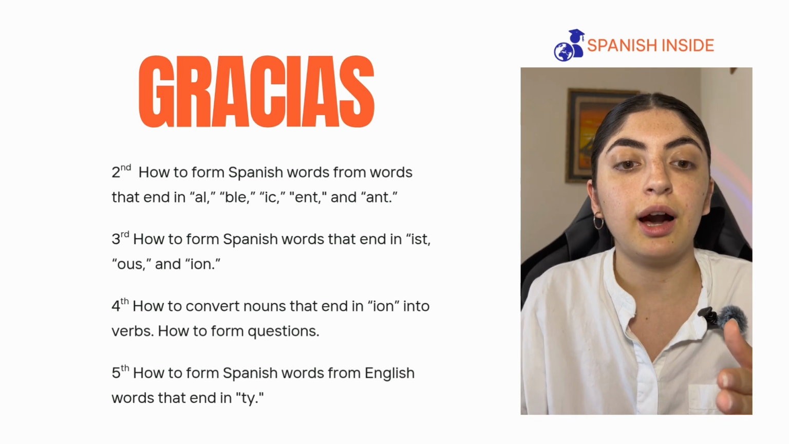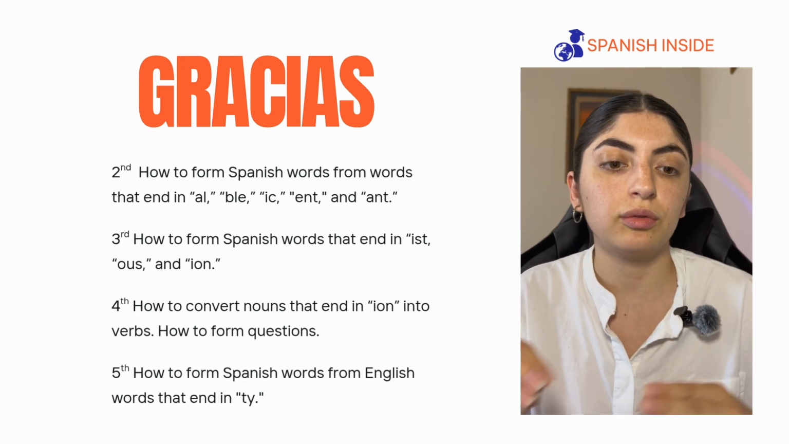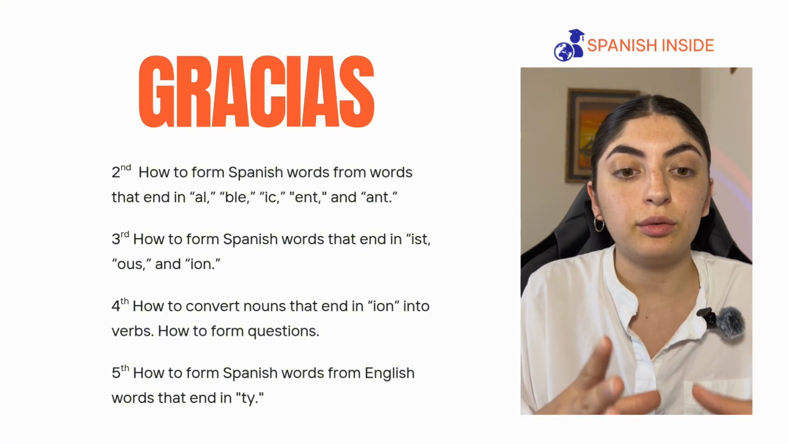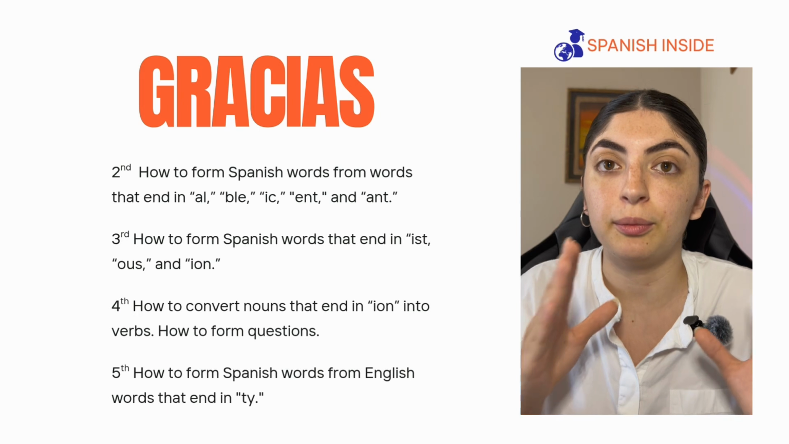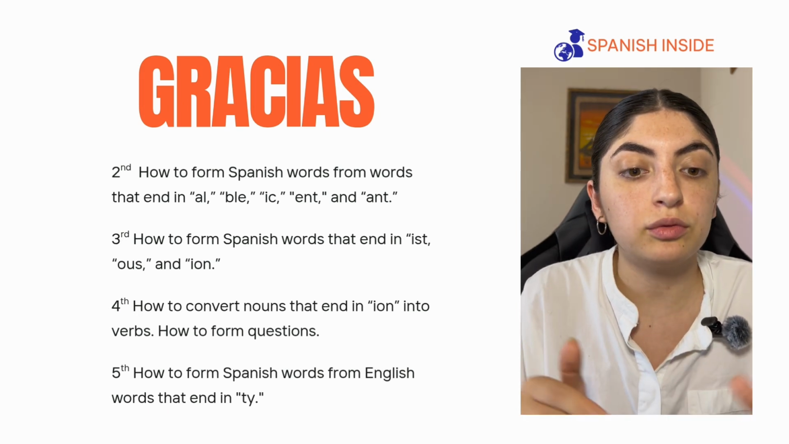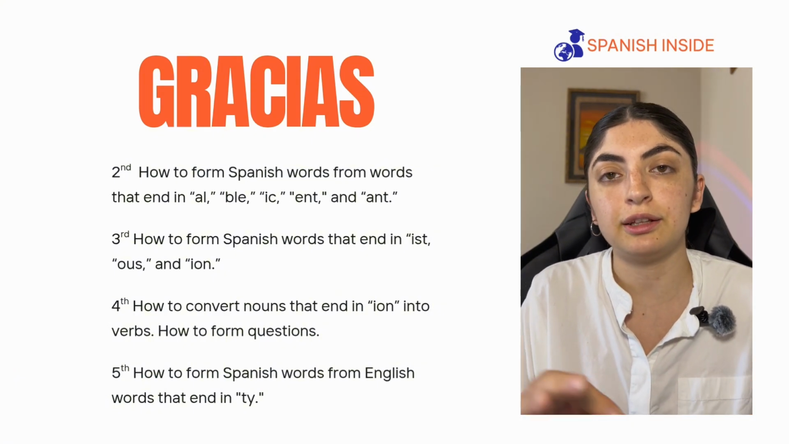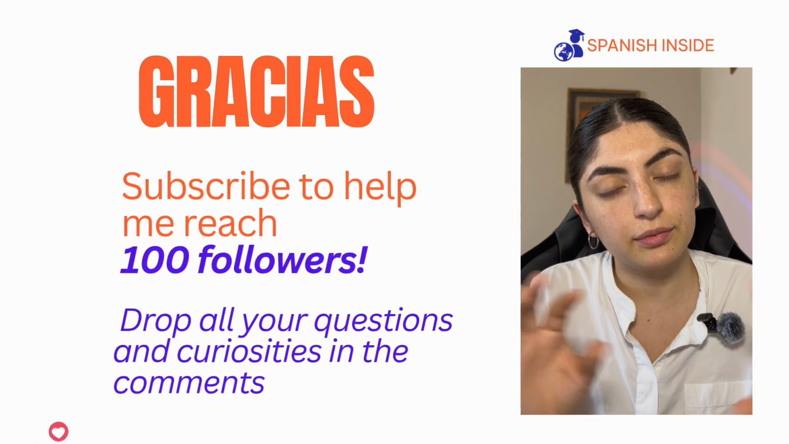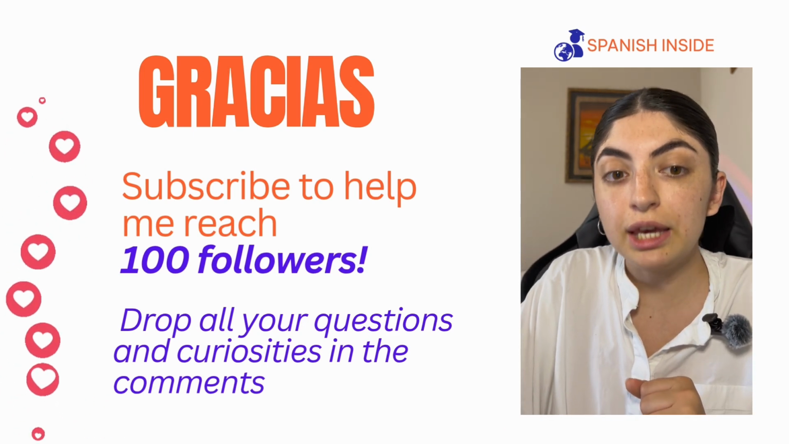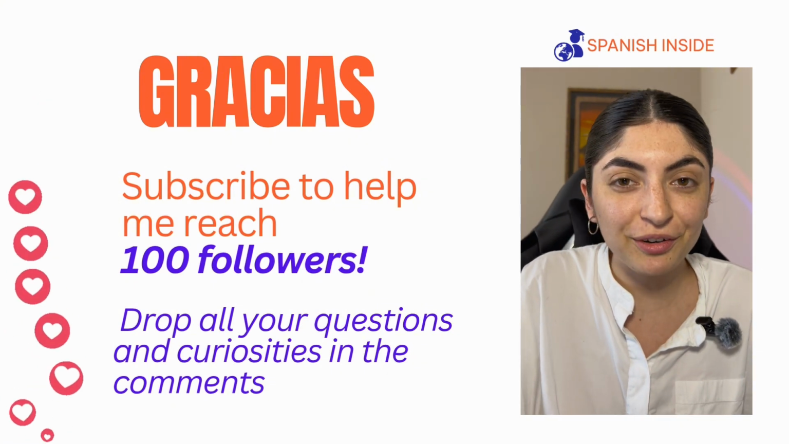Then we have how to convert nouns that end in ion into verbs. This is very, very important. How to form questions from them. So, number 5, how to form a Spanish word from an English word that ends in ty. Okay? So, we are going to do this.